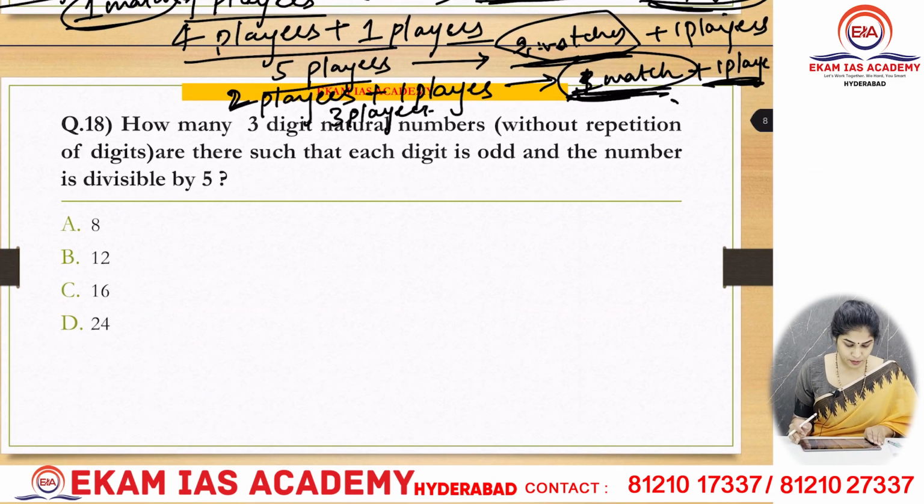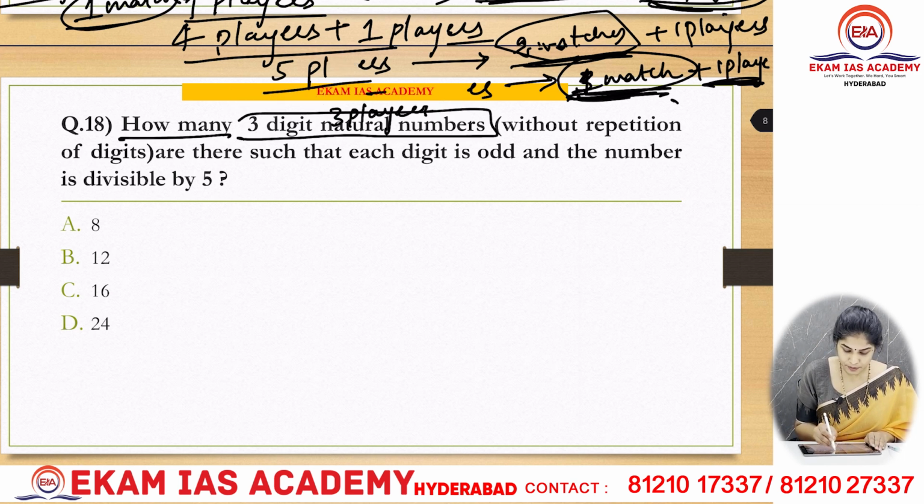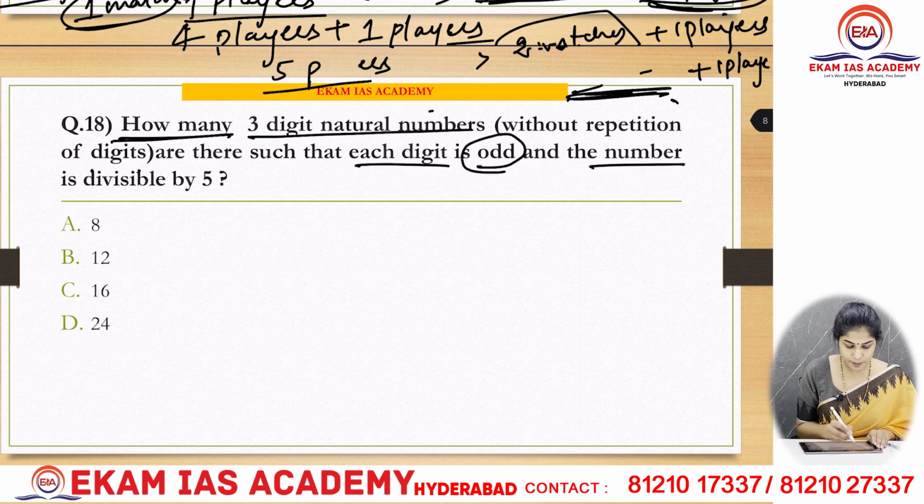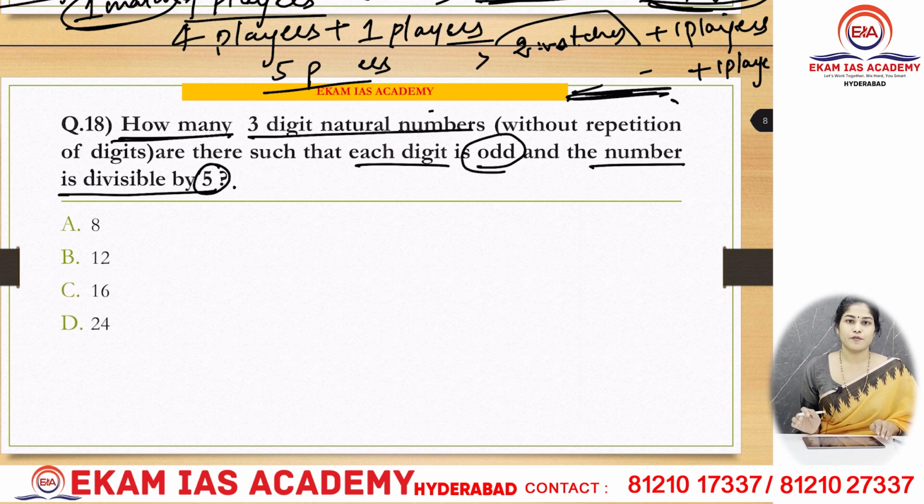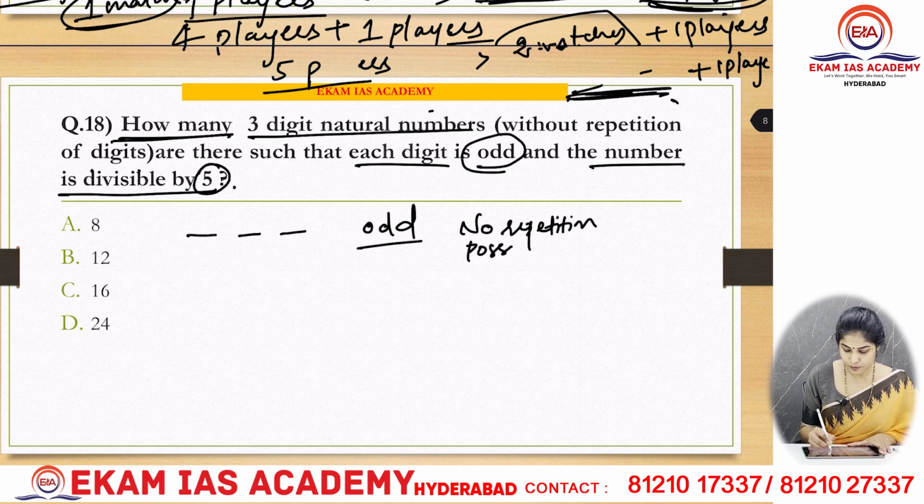Let's go to this second question. How many 3-digit natural numbers without repetition of digits are there such that each digit is odd and the number is divisible by 5? In this question, the conditions are it should be a 3-digit number, each digit should be odd, no repetition is possible, and it should be divisible by 5.